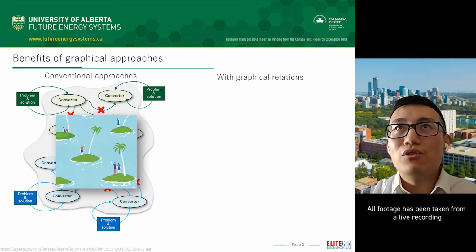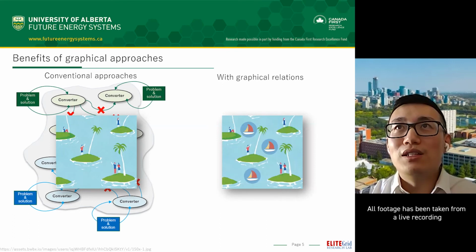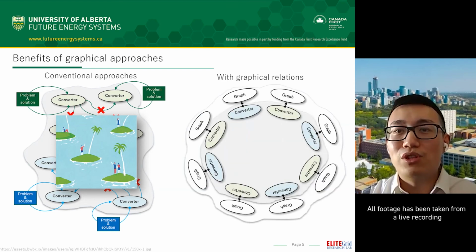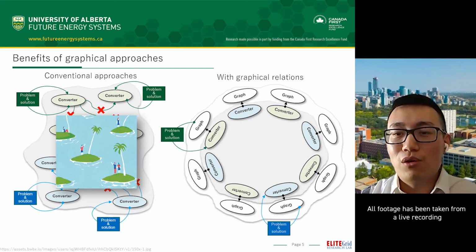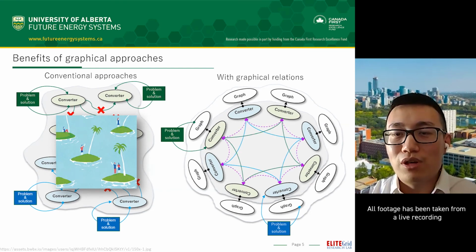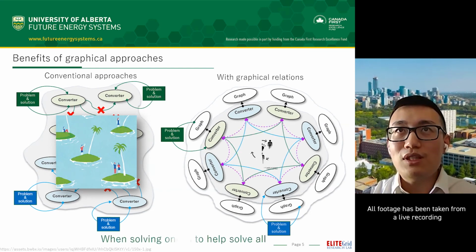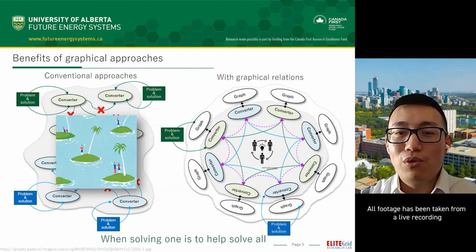However, with the graphical relationship, we can have boats among these islands. We cannot be isolated anymore, and we can extend our knowledge to other types of converters and use existing solutions for many other converters. Like finding just one tiny problem and solution for a single converter, we can transfer the knowledge to others. So this is when solving one is solving all of them.